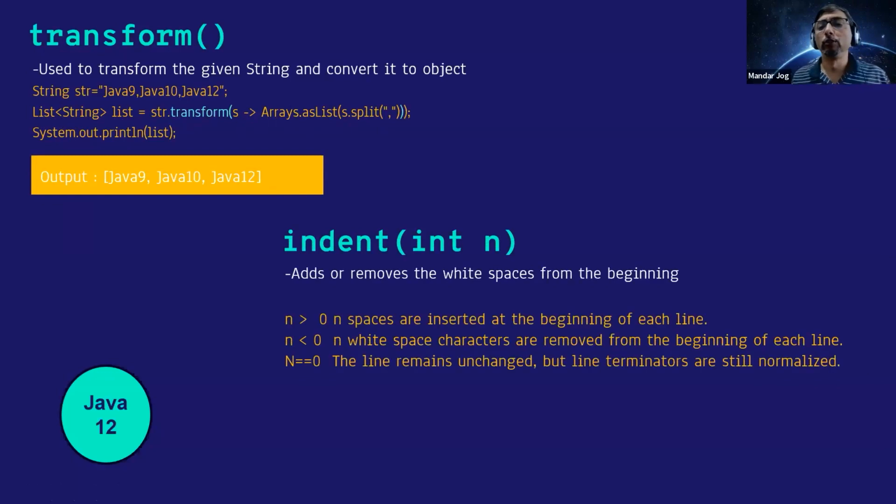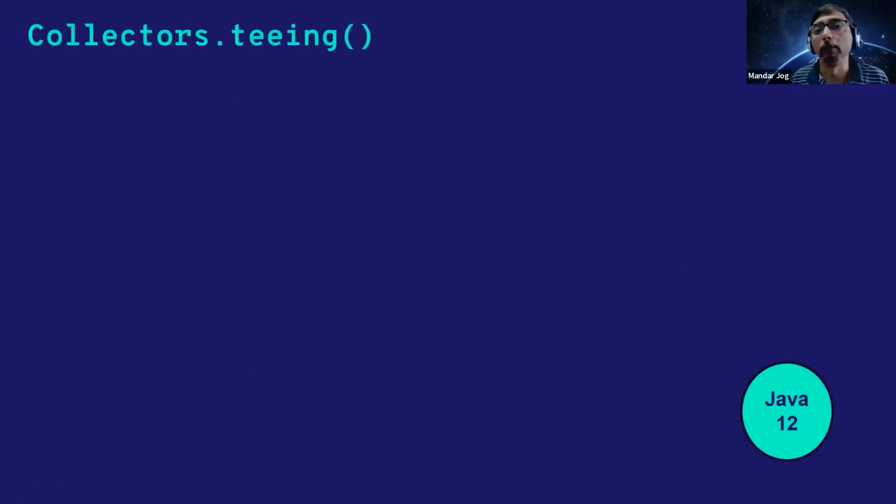Indent adds or removes white spaces from the beginning. It takes into account a similar kind of algorithm as used in strip, taking the special characters. If n is greater than 0, spaces are inserted at the beginning. If n is less than 0, it removes white spaces from the beginning. And if n is equal to 0, the line remains unchanged. But if there are line terminators available, those will be normalized. That is the indent. A few of the methods are really difficult to understand unless you work with them, so you need to work with different combinations to understand that. So this is about Java 12, an important method.